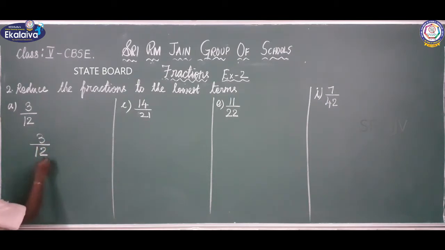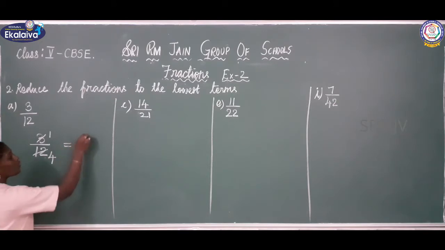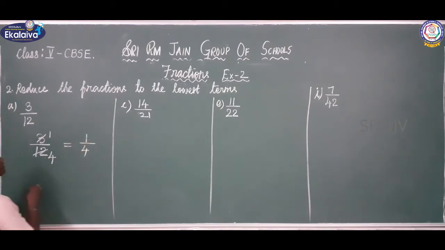Here see in which table we can reduce. Both the numbers are divisible by 3. So in 3 table 1 time, here in 3 table 4 times 12. Now see the numbers 1 and 4. For 1 and 4, 1 is the only common factor. So 1 by 4 is the lowest term. So the lowest term of 3 by 12 is 1 by 4.